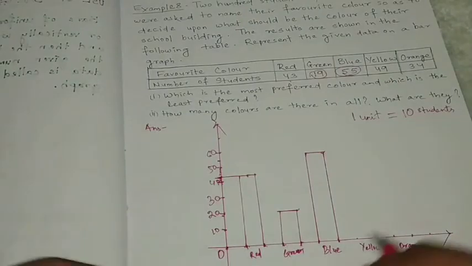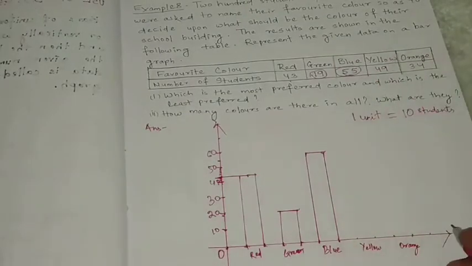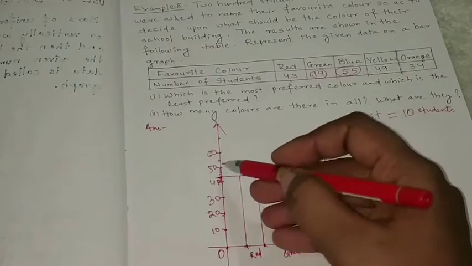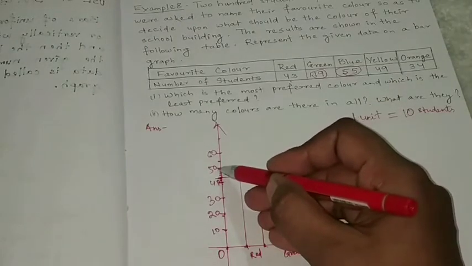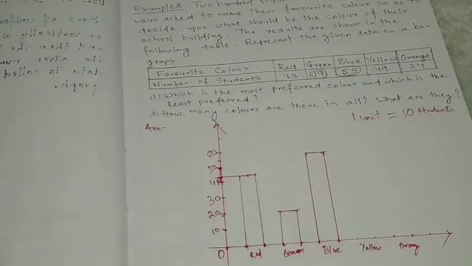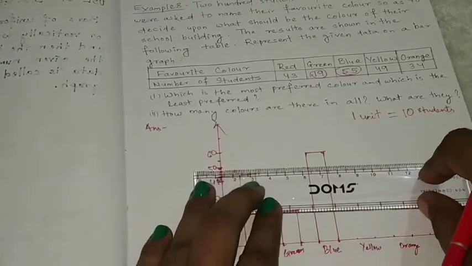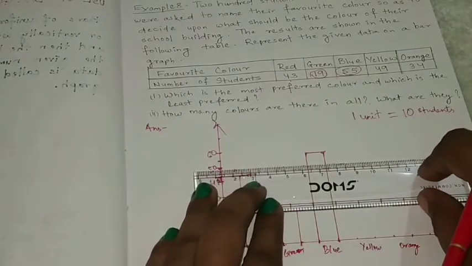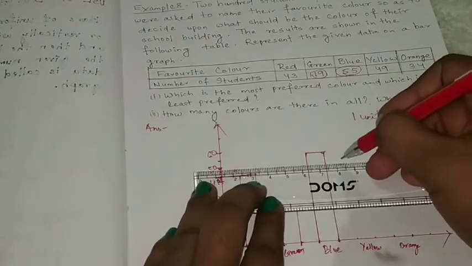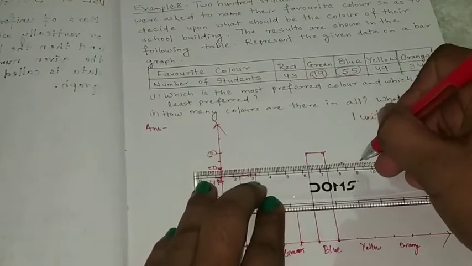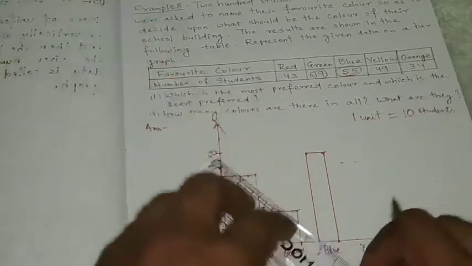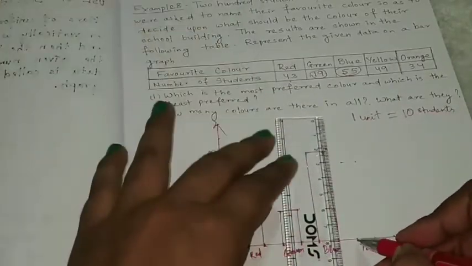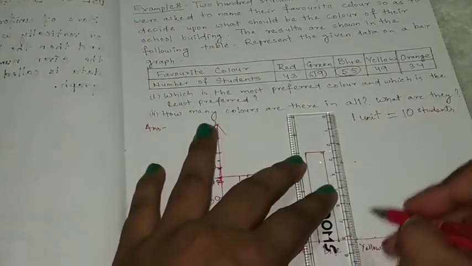Next is yellow. How many students like yellow? 49. So 50 is here, and just a little below 50 is 49. So just take the value and point out the value. Next you can make the bar for yellow.